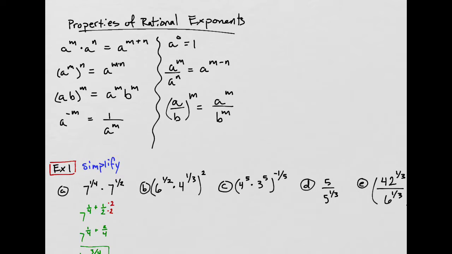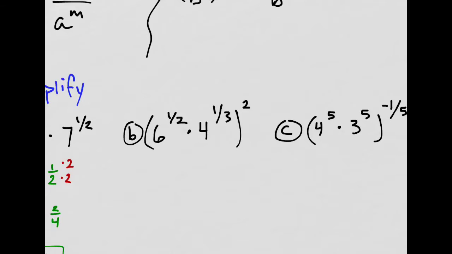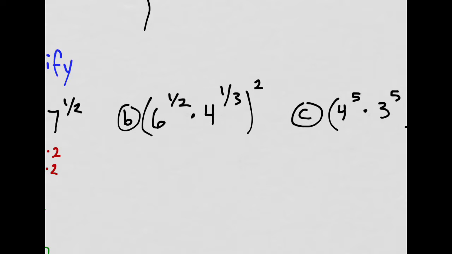Which one? I think it's this one, right? That's the one I'm going to use. I don't have addition or subtraction, so that's okay to use that rule. And this will just go to each. 2 times 1/2, that's just 2 over 2. That's just 1. And 2 times 1/3, that's just 2 over 3. So times 4 to the 2 over 3.